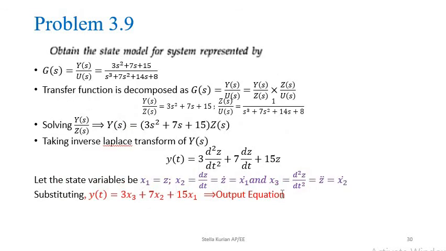So seeing the state variables again, the first state variable was x1 is equal to z, x2 was equal to dz by dt, and x3 was equal to d square z by dt square. In the denominator part, we had the higher order derivative. We had the third order derivative also, which was d cube z by dt cube. Now that can be taken as x3 dot, or the first order derivative of the third state variable x3.